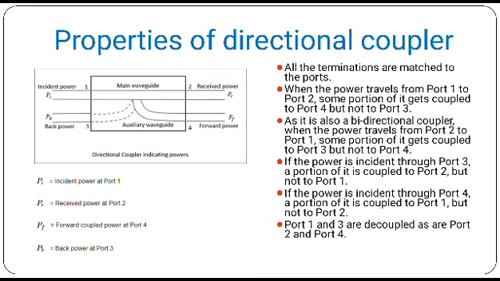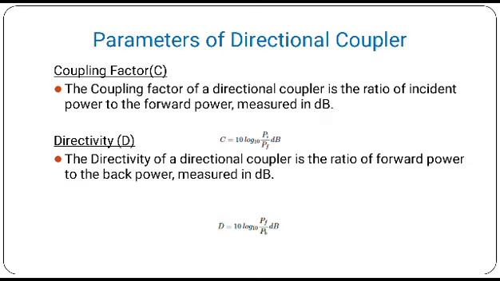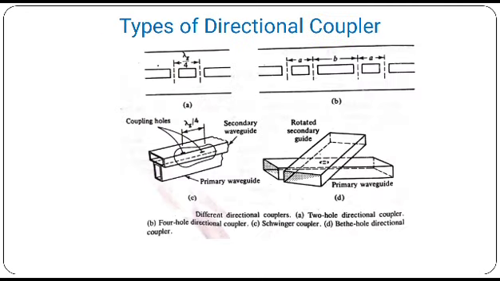As in a bidirectional coupler, when the power travels from port 2 to port 1, some portion gets coupled to port 3 but not port 4. If the power is incident through port 4, a portion of power is coupled to port 2 but not port 1. If the power is incident to port 3, a portion is coupled to port 1 but not reflected to port 2. Port 1 and 3 are decoupled from port 2 and 4. Coupling factor of a directional coupler is the ratio of incident power to the forward power. It is measured in dB. Directivity of a directional coupler is defined as the ratio of forward power to back power, measured in dB.